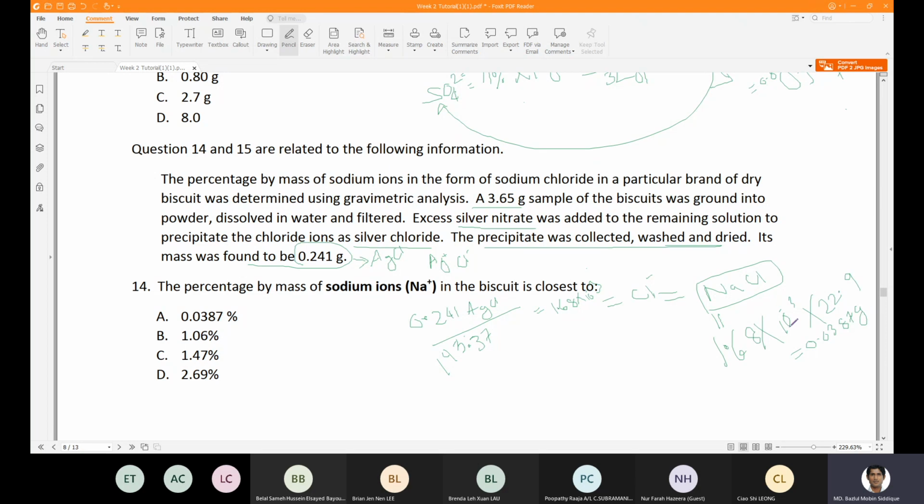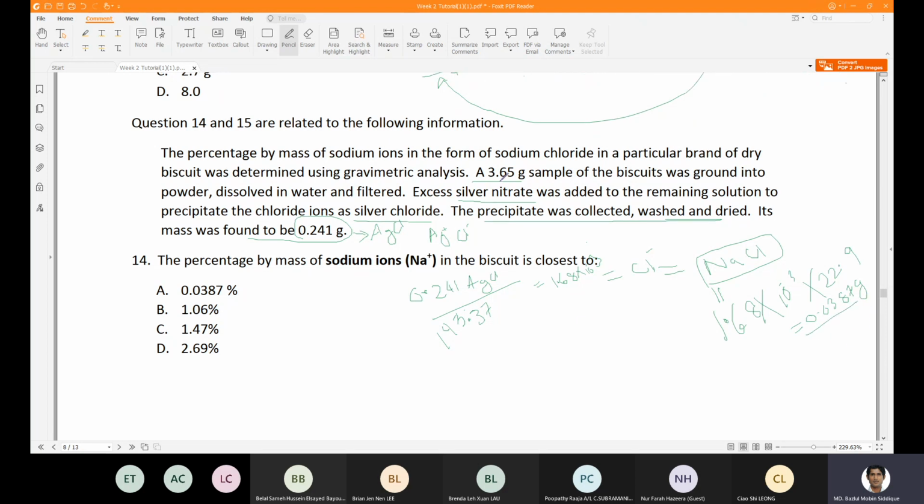gram of sodium. So this much is in how many gram of sample? 3.65 gram of sample. Actually, what is the percentage? We can easily find out, times 100%. So it is actually 1.06% of sodium ion in the biscuit.